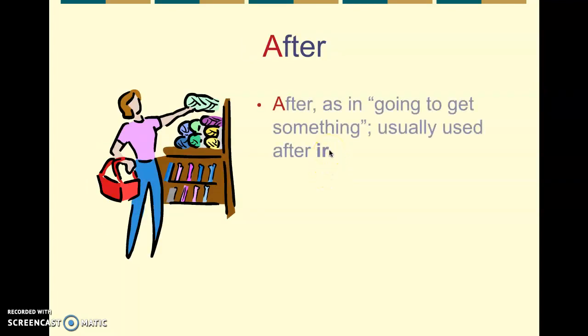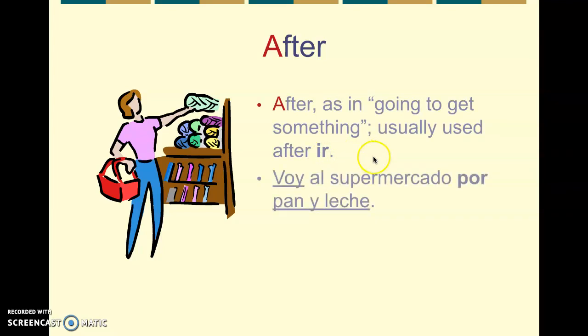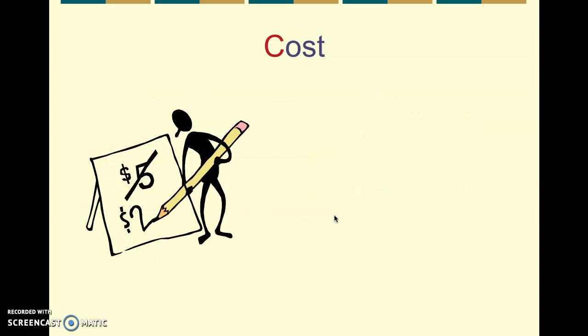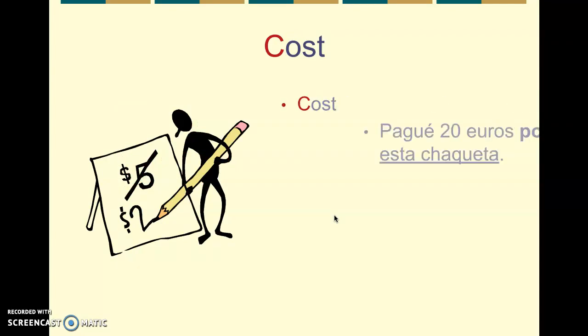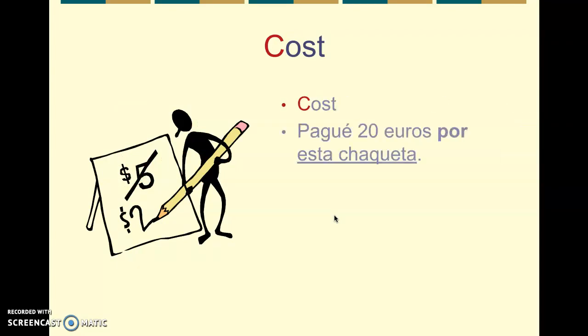After, as in going to get something, usually used with ir. So, voy al supermercado por pan y leche. Voy a mi armario por mi libro. ¿Sí? Cuesta. Entonces, pagué 20 euros por esta chaqueta. Entonces, si ustedes van a usar dinero, van a usar por.